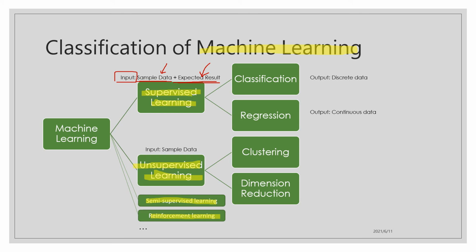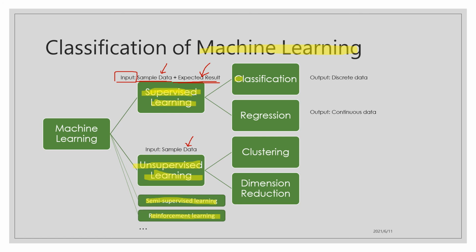For unsupervised learning, we only give them the sample data, that means the images. It's a perfect example. We just give them the images, and we do not tell the machine what the expected result is. So we let the machine cluster the images.